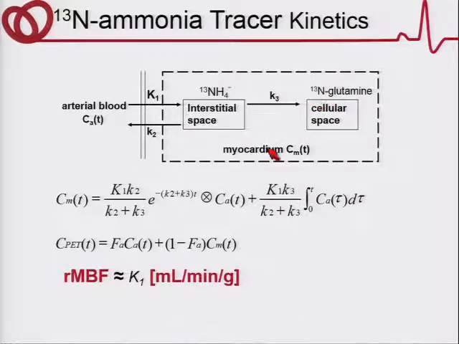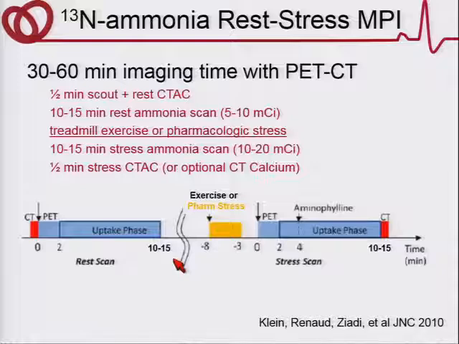example. One of the advantages of ammonia, it has very high first-pass extraction fraction, so if you're doing dynamic imaging with PET, you can very easily get quantitatively very robust estimates of myocardial blood flow with ammonia. And the mathematics are actually fairly similar to rubidium, although you need a larger extraction correction to measure blood flow with rubidium compared to ammonia. The imaging time with N13 ammonia would be a little bit longer than with rubidium.